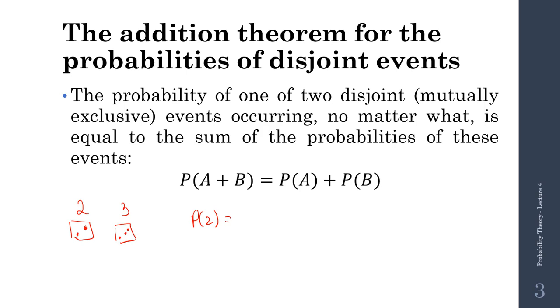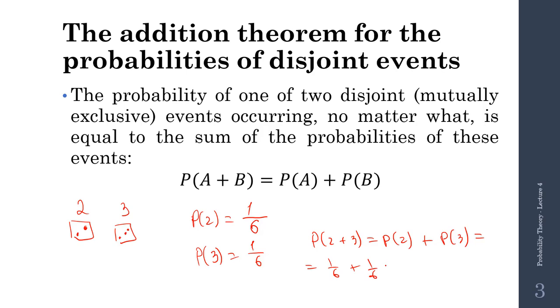The probability of getting number 2: there is only one side on the die with number 2, and the total number of sides of the die is 6, so it's 1 over 6. P of 3 occurring is similar. The answer is P of 2 plus P of 3, which equals 1 over 6 plus 1 over 6 equals 2 over 6, and it's also 1 over 3.